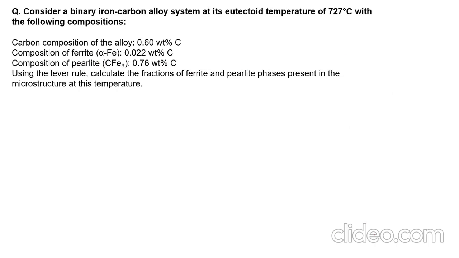The question says consider a binary iron carbon alloy system at its eutectoid temperature of 727. So we have iron carbon. We know that at the eutectoid temperature, which is 727, we have a conversion of our gamma iron to our two phase system, which is alpha plus beta, right? We know it is a eutectoid. So you should take every word from your question as some information. So this is gamma going to give you alpha plus beta. So you have a eutectoid temperature 727.